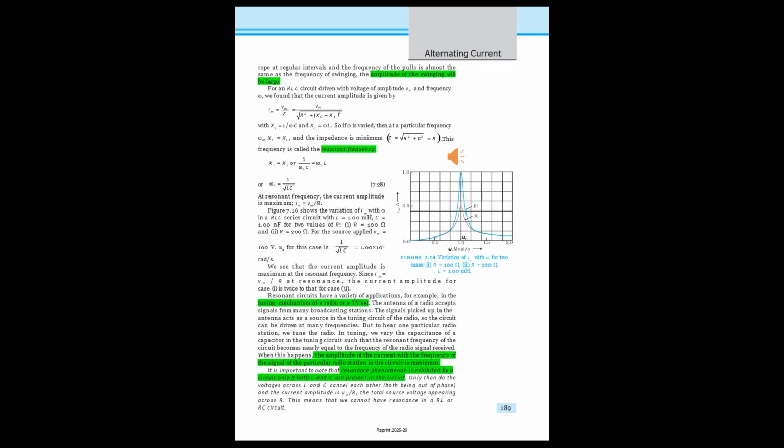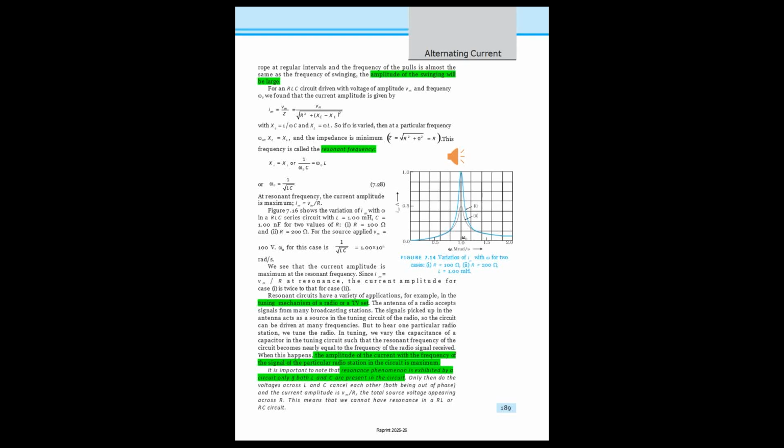We see that the current amplitude is maximum at the resonant frequency. Since Im will be equal to Vm by R at resonance, the current amplitude for the first case is twice that for the second case. Resonant circuits have a variety of applications, for example, in the tuning mechanism of a radio or a TV set.